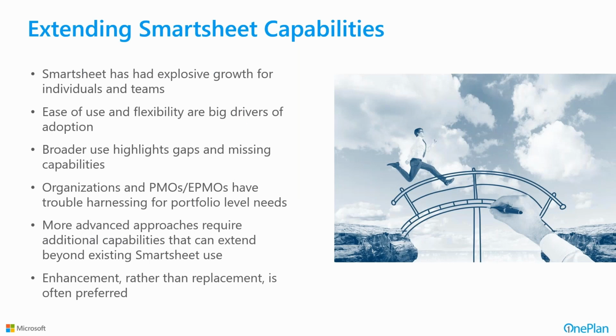So if we put this in the context of Smartsheet, Smartsheet has had explosive growth for individuals and teams over the years. And a lot of the driver for that is the ease of getting started, the ease of use and the flexibility. They're big drivers of adoption. But sometimes it grows a little bit organically, and sometimes it can grow like a weed and maybe inconsistently in the way that it's being used. So the broader use highlights gaps in some missing capabilities. For example, organizations and PMOs have trouble harnessing, for portfolio level needs, the various things that are being done with the variety of sheets in Smartsheet. Being able to harness that a little bit more is a desire of many organizations.